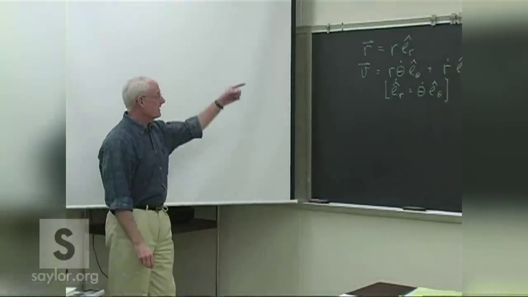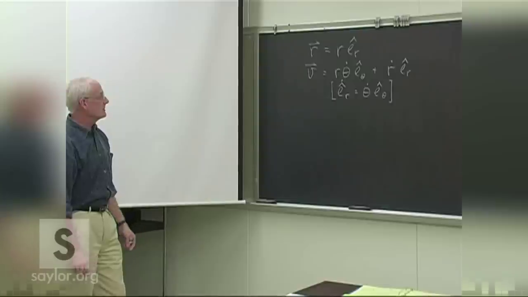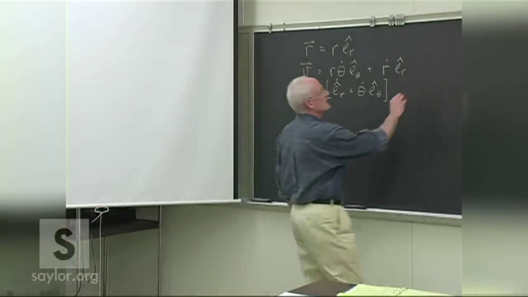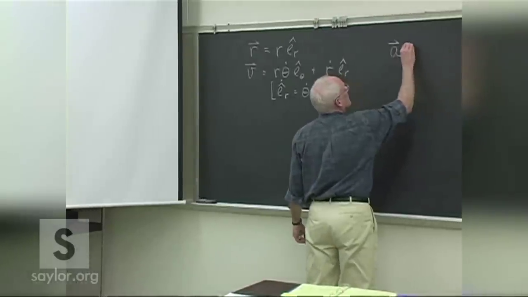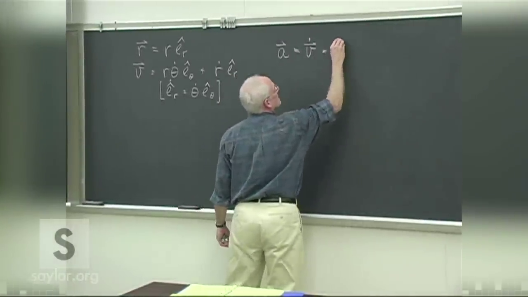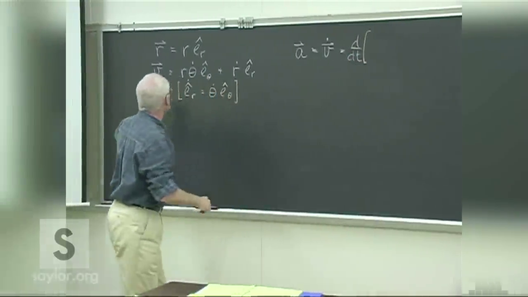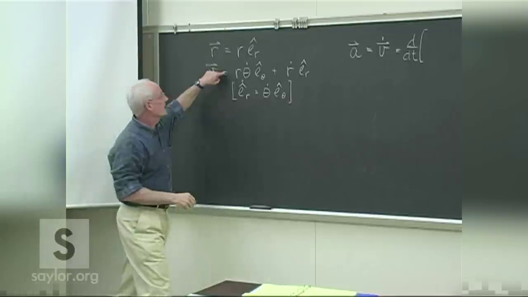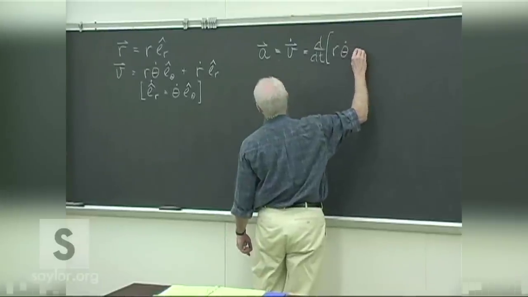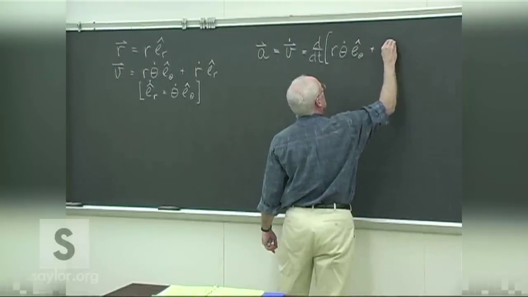Okay, so we have the position, we have the velocity, which is the time rate of change of the position in the two component directions. Now we need to do the acceleration as well. Acceleration is v dot, so it's d/dt of the velocity vector, which I've got here: r theta dot e theta hat plus r dot e r.